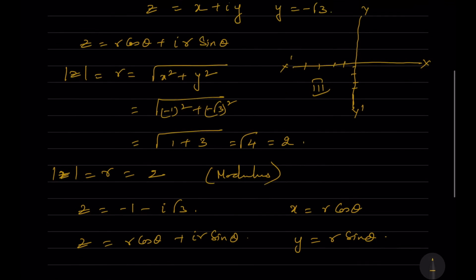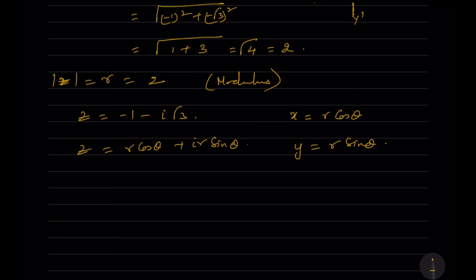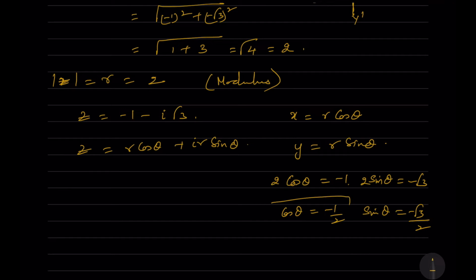So we'll substitute over here. From here, x is equal to minus 1 and y is equal to minus root 3, and we also got r is equal to 2. So 2 cos theta is equal to minus 1, and 2 sin theta is equal to minus root 3, or cos theta is equal to minus 1 by 2 and sin theta is equal to minus root 3 by 2. So we got these two values for cos theta and sin theta.